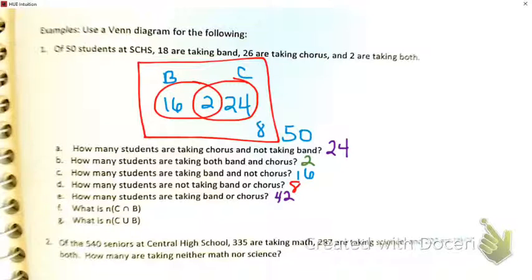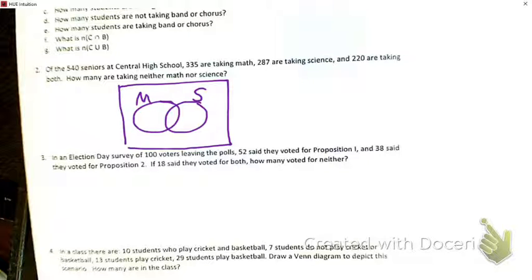Okay, and then F says C intersection with B. So Haley, how do you do that one? It's 2, because it's just the part in the middle. And Shelby, how do you do the last one? So C union B is the same as asking you what E asked you, because it's asking you what is OR. It's just asking you to add those circles together. So you get 42. All right, so be really, really careful.